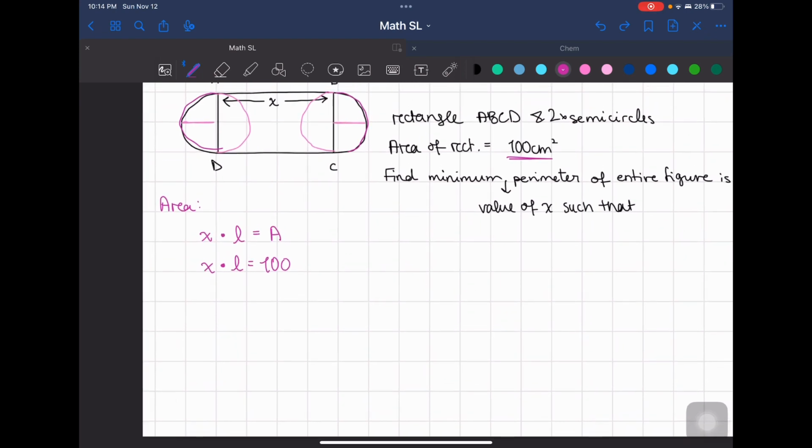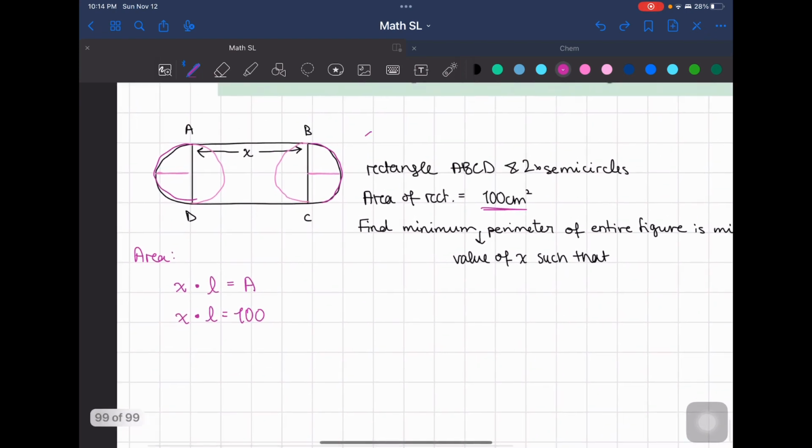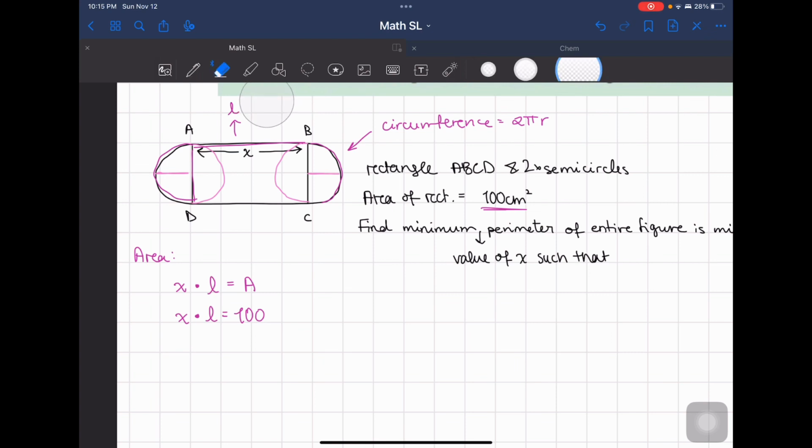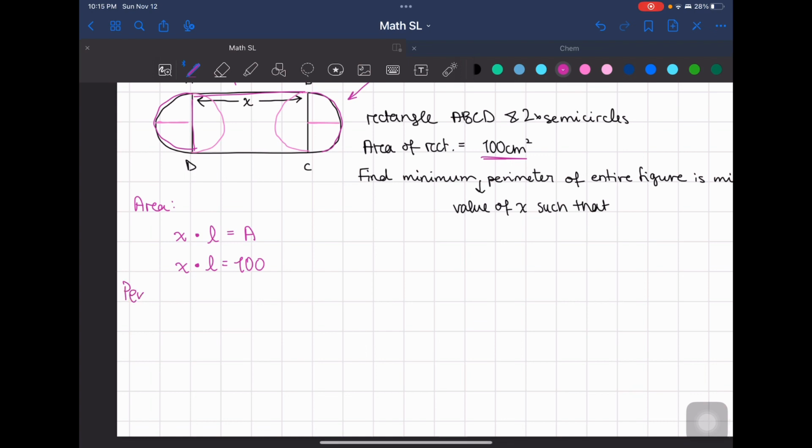So let me just clear that out for you. Here, circumference equals 2 pi r. And this is length times width. Oh, well, that's for the area, actually. If you want to talk about perimeter, we're going to have to do 2L plus 2W. Okay, so let's talk about the perimeter for a moment. Perimeter.